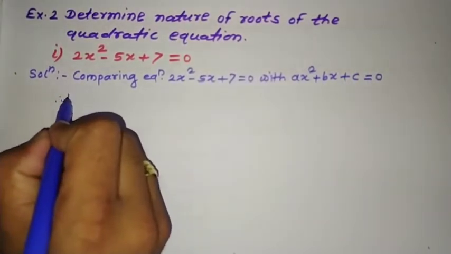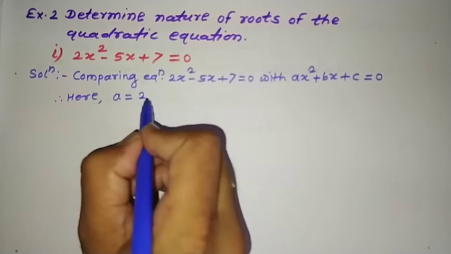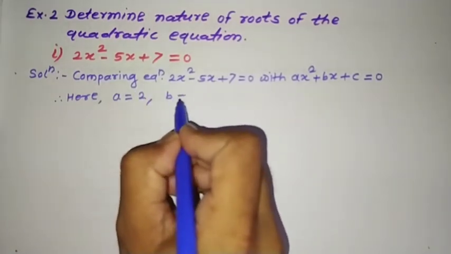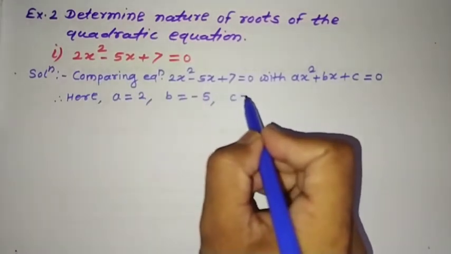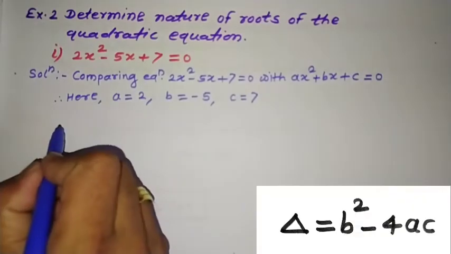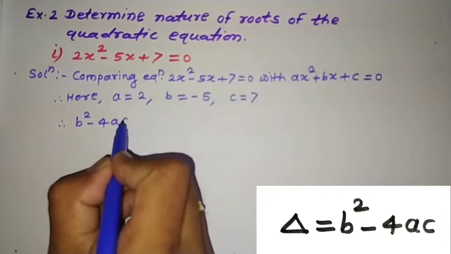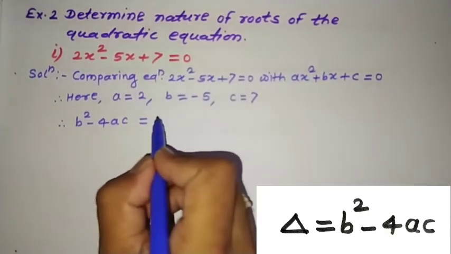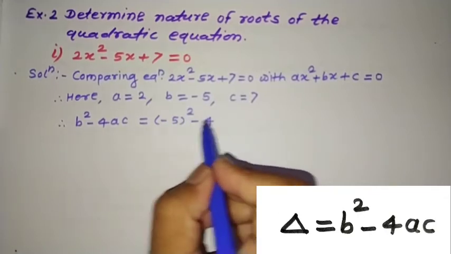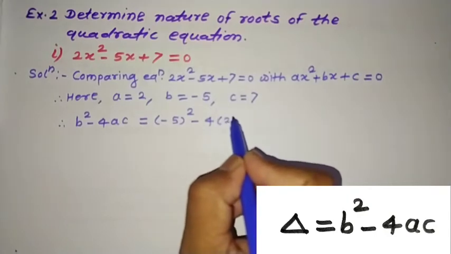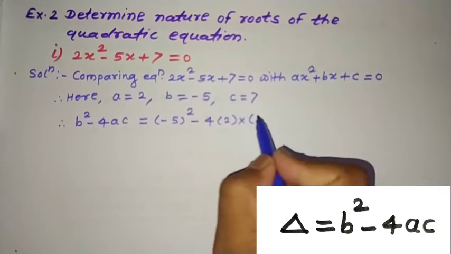Here a is equal to 2, b is equal to minus 5 and c is equal to 7. Find the value of b square minus 4ac. Value of discriminant. Value of b is equal to minus 5 square minus 4 into value of a is equal to 2 and value of c is equal to 7.